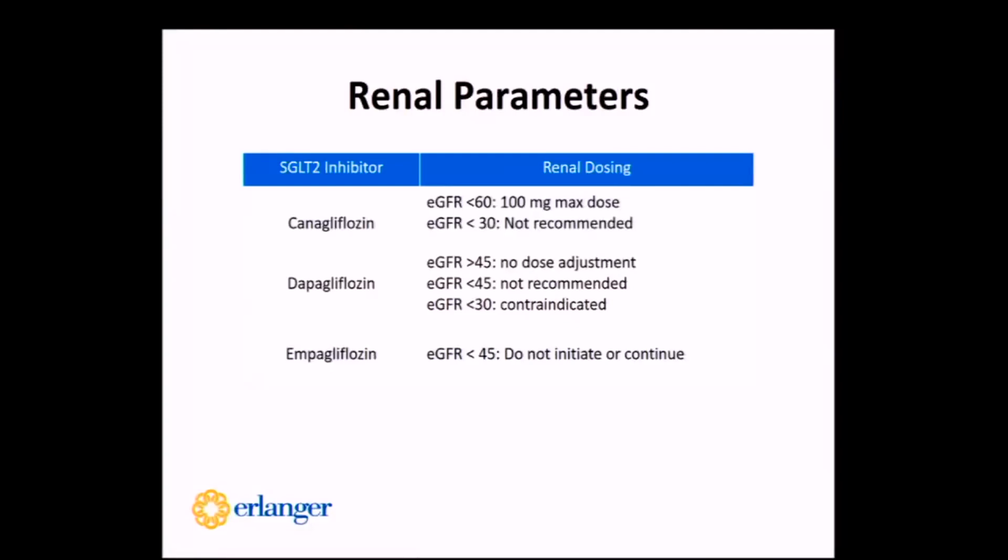I will just preface that these are the package insert renal parameters from the FDA. However, due to more recent literature and how they were studied, some of these are not used quite as strictly, just from more recent information that's come out. So for canagliflozin, its maximum dose is 100 milligrams if the eGFR is less than 60. And if eGFR is less than 30, they're not recommended.